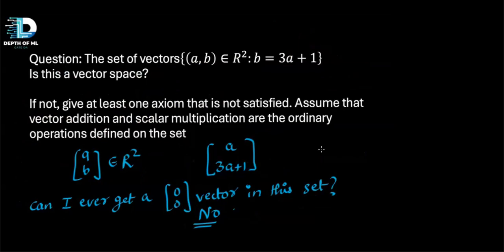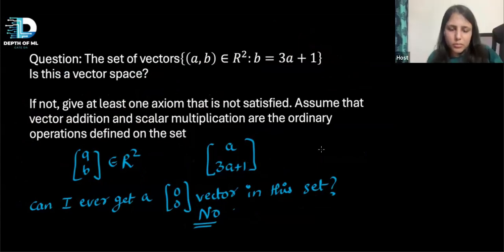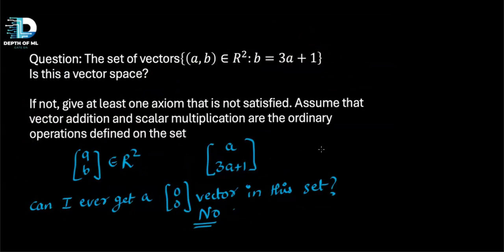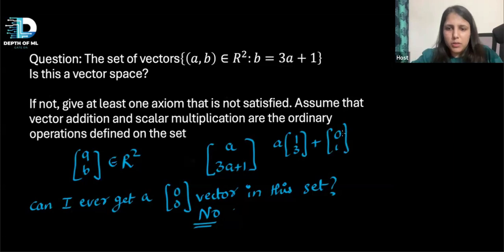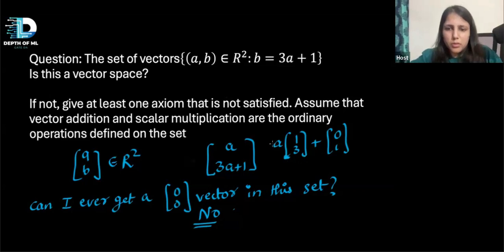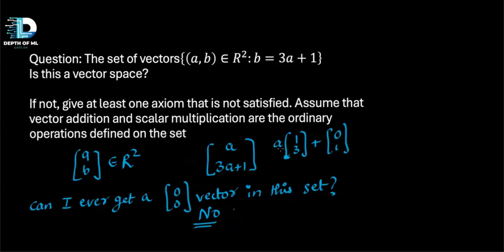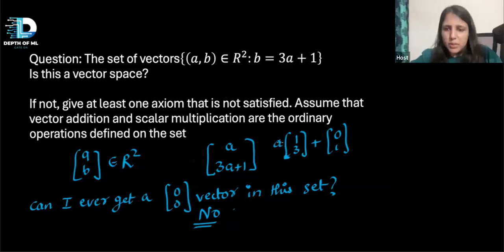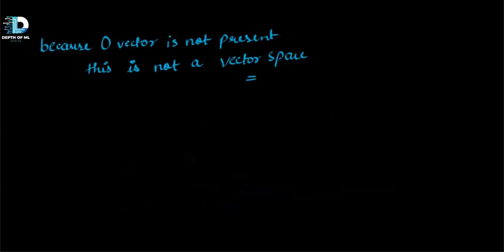Ma'am, can I just ask something? Yeah. So we can write this as A into the vector (1, 3) plus (0, 1). Can we write it like this? Okay. Yeah. Now, if we test whether it is closed under multiplication, what I did was multiply the vector by -1. I got it as -1, -4. So you're taking A as -1? No, I'm multiplying the entire vector by -1.